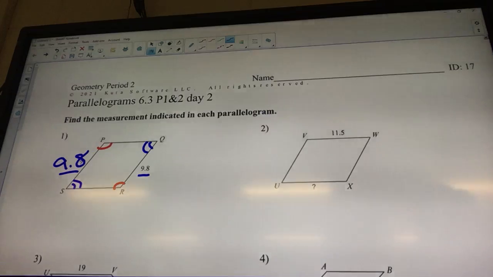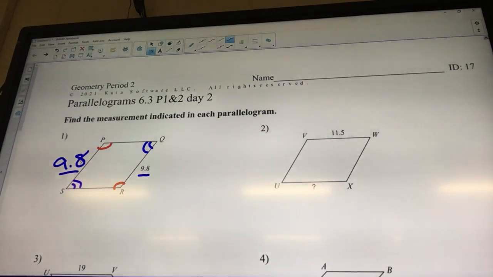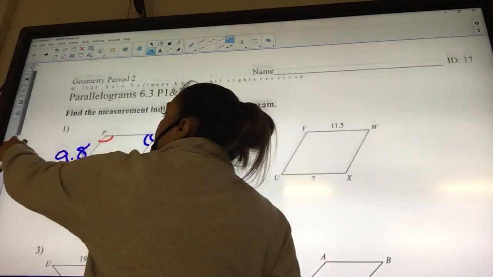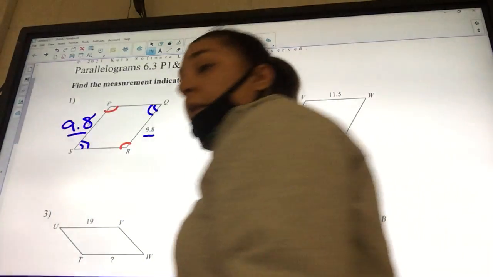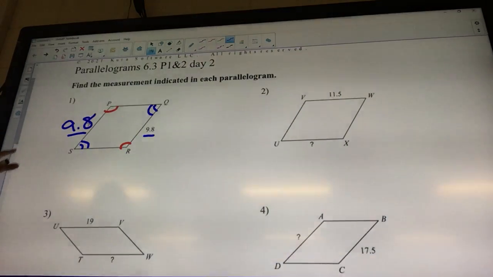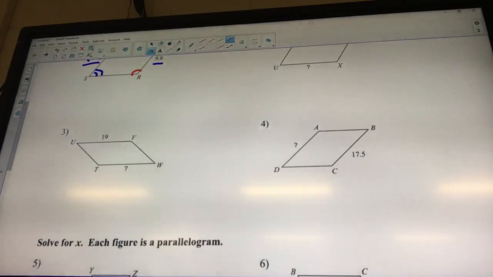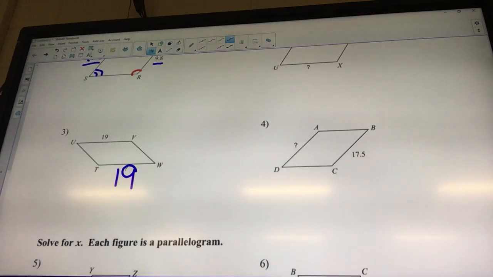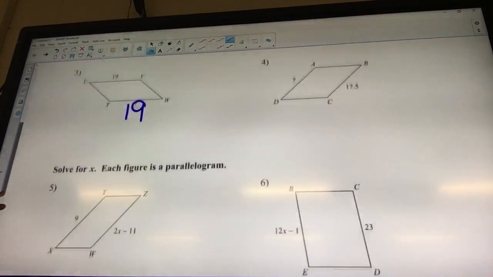Okay, so there's not much going on as far as that goes. They're easy peasy, like fill them in, and that's just the general properties for them. And if you look at 3, one side is 19. What is the opposite side? 19. So that is the easy ones that we did yesterday, at the beginning.